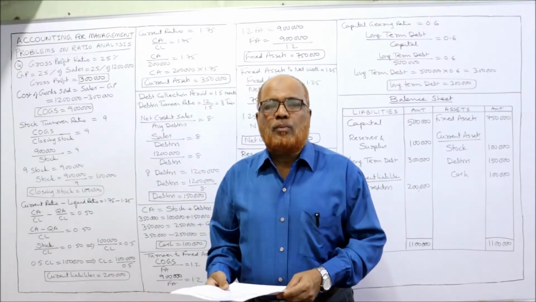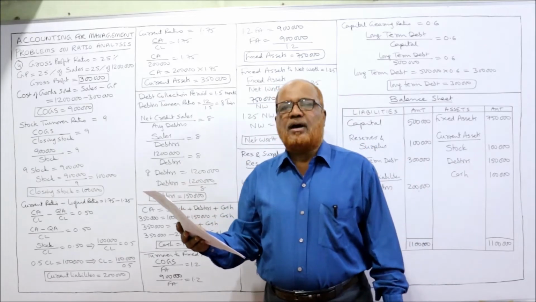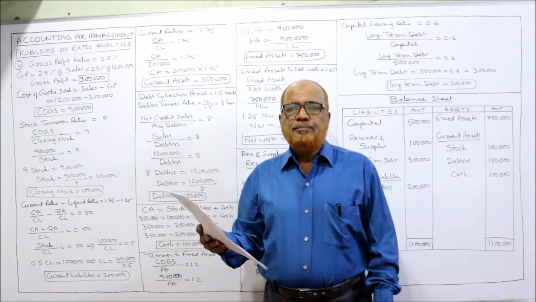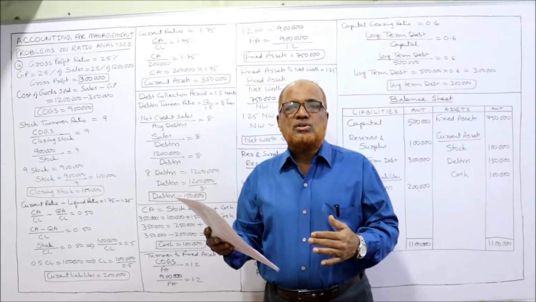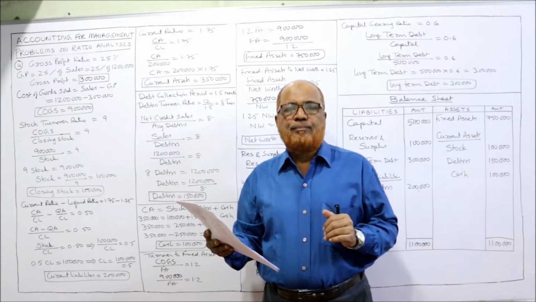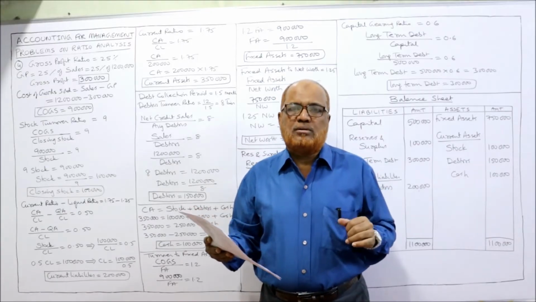Now, fourth problem. From the following information, you are required to prepare a balance sheet. Again, a reverse back problem. The ratios are given in the problem. By using the ratios, we have to calculate different assets and different liabilities. And after finding out the assets and liabilities, make a balance sheet, right?